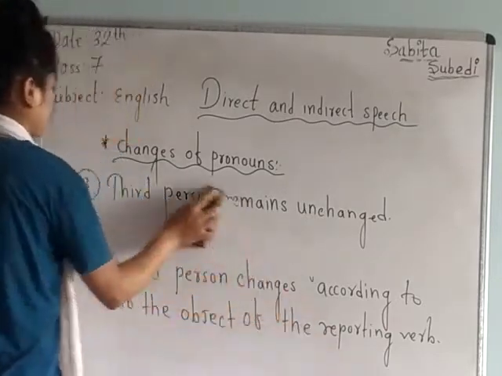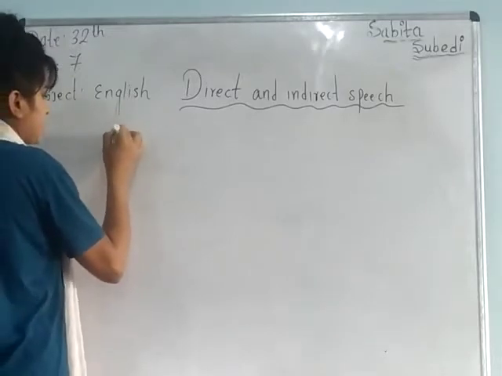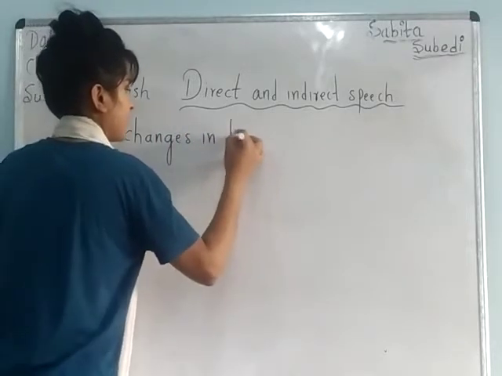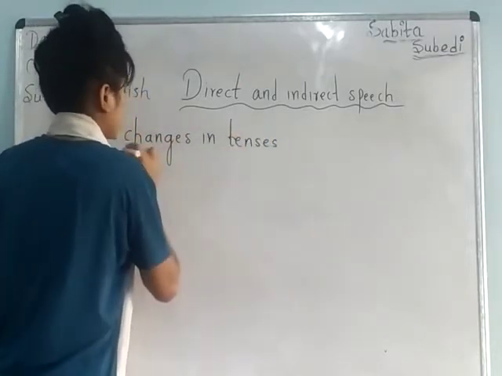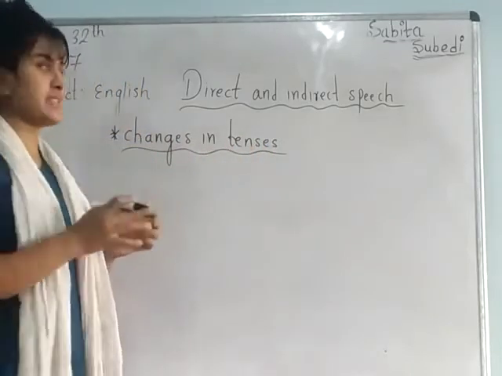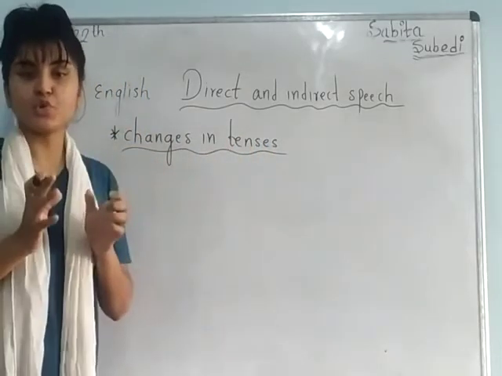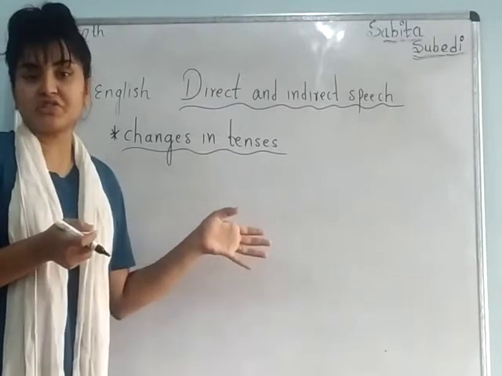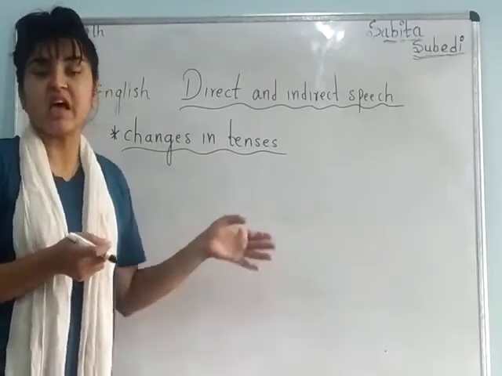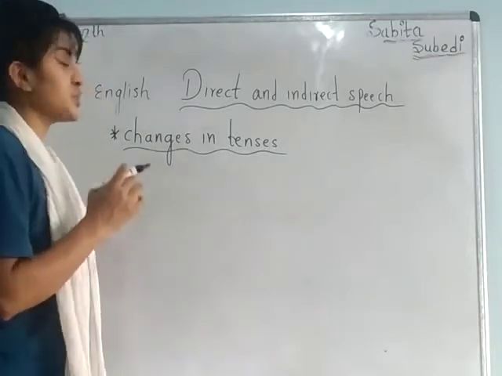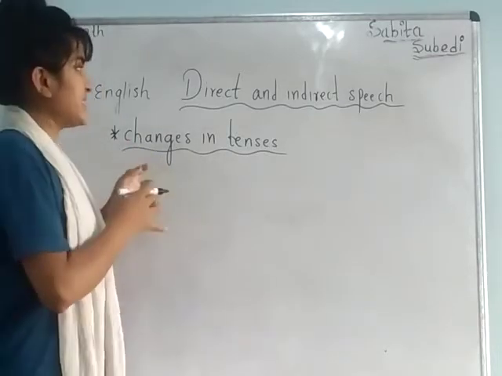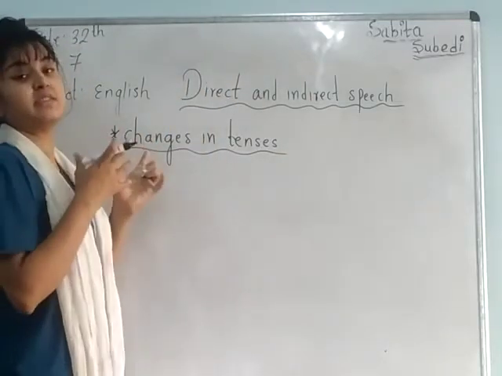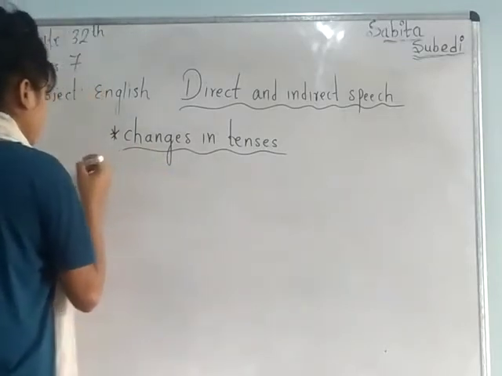Now there is another change, that is changes in tenses. While changing direct to indirect, we should keep the following things in mind. Just like we do the changes in pronouns, we should do the changes in tenses, and other changes as well. We should keep that in mind always while changing direct into indirect speech. So let's discuss what changes in tense we observe.